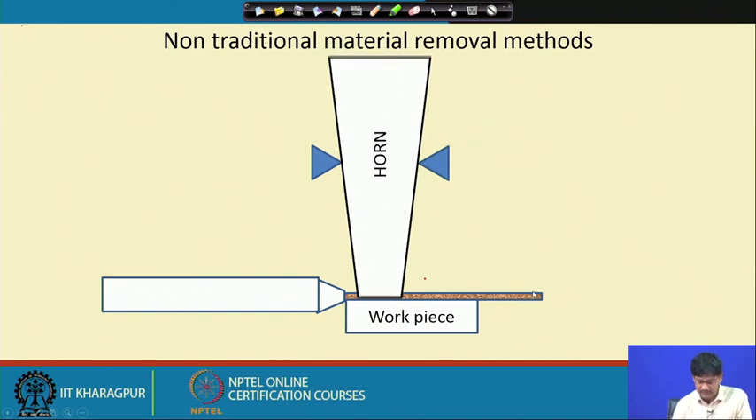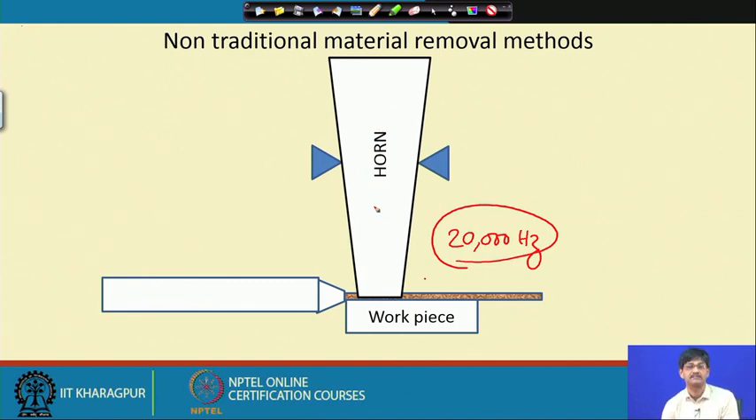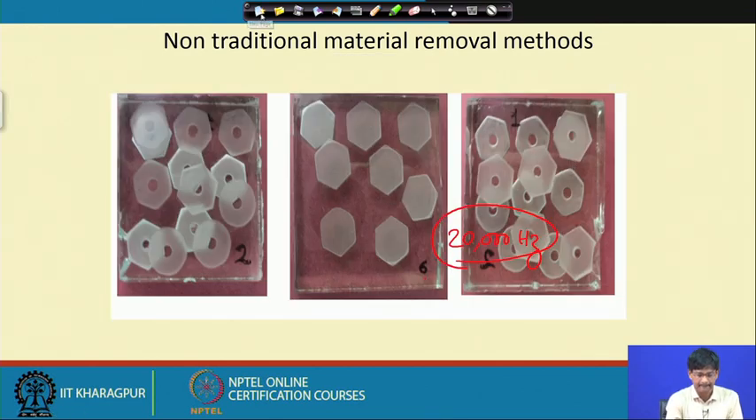It is put in here by a nozzle, and this one is vibrating at typically 20,000 hertz. It's vibrating 20,000 times per second. So many impacts are taking place, and these are the abrasives which are put in between. These are some of the impressions of those tools which we have used in USM on glass pieces.